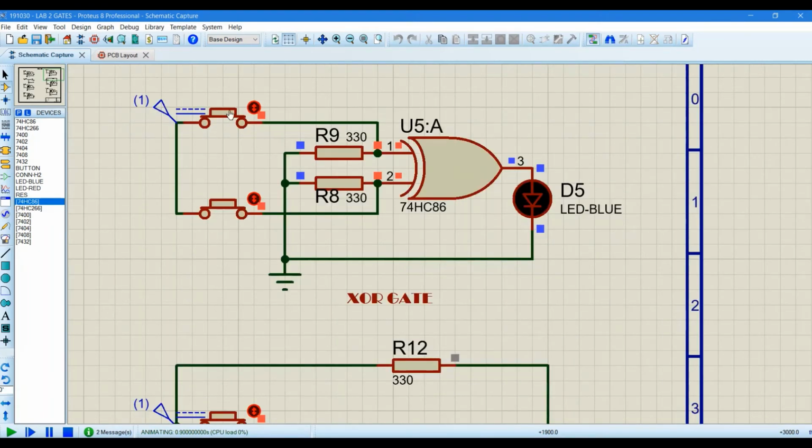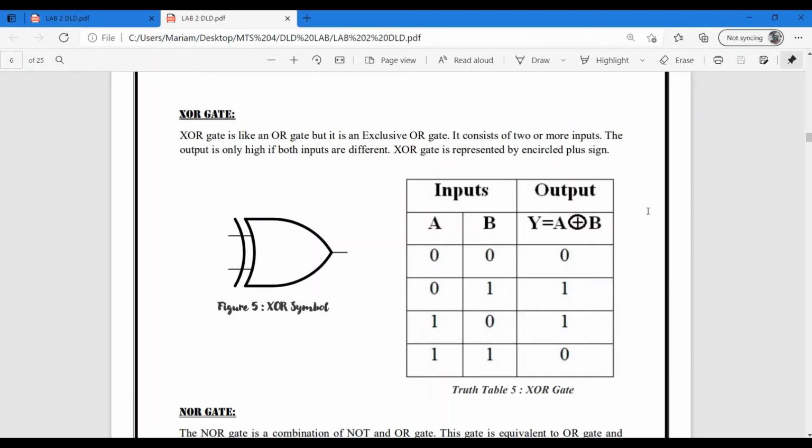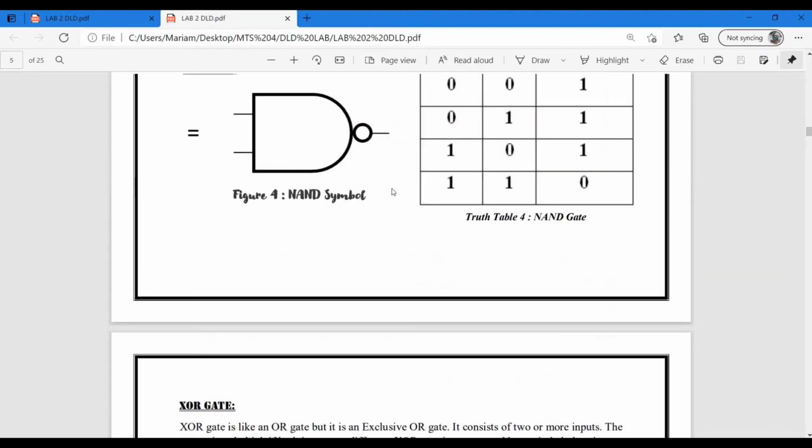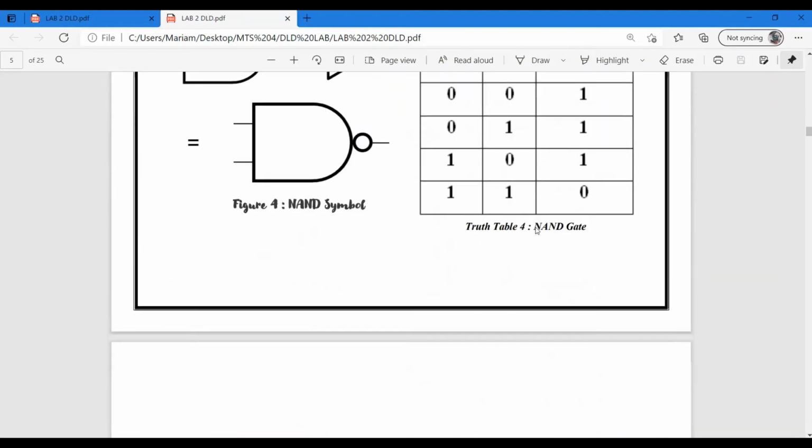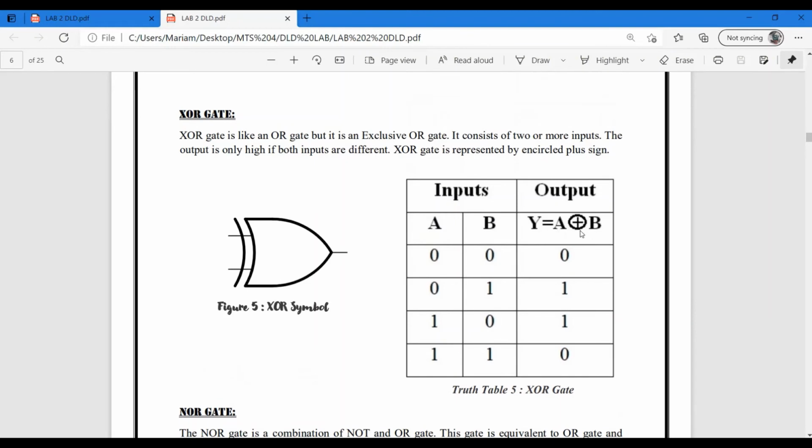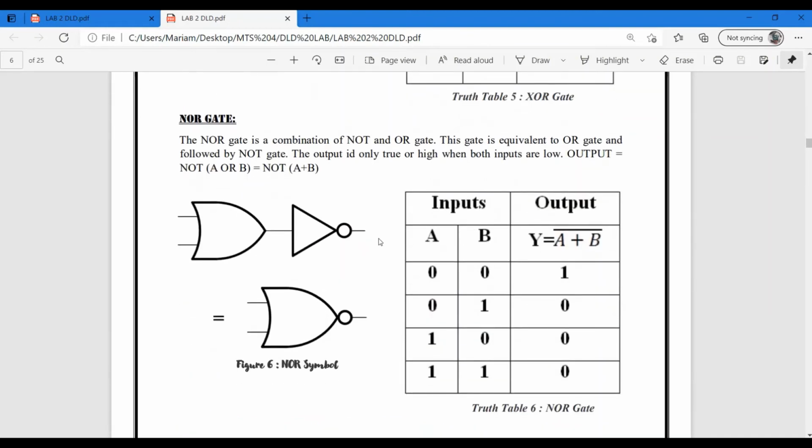So as shown here, both are at similar state. If one is at a different state, like one is on and the other is off, the LED is on. But when both are at off state, the LED is off, as shown by its truth table. And it is represented by an encircled plus sign, as the OR gate contains a plus, but the XOR gate contains an encircled plus sign.